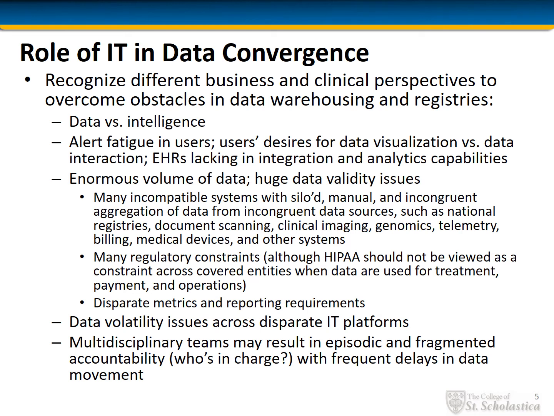Multidisciplinary teams may result in episodic and fragmented accountability. In other words, who's in charge? Frequent delays in data movement can occur as a result. Over time, there has been significant shifting from centralized to decentralized and back to centralized and then again decentralized IT systems. There may be no one right way, but at a time when we're recognizing the importance of data convergence and learning data integration, everyone must work together.